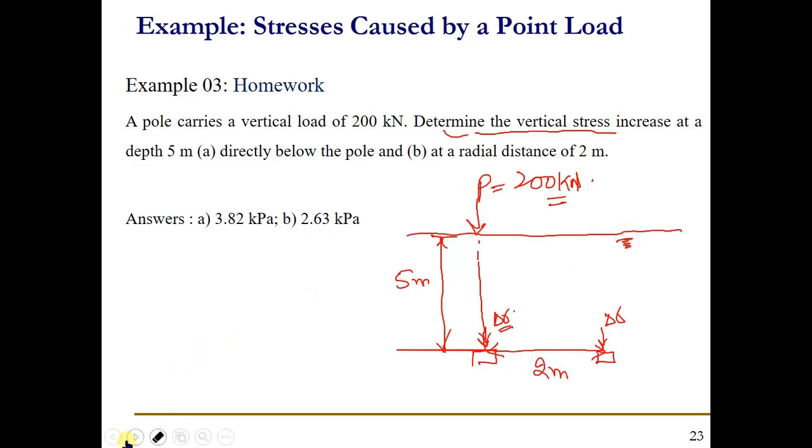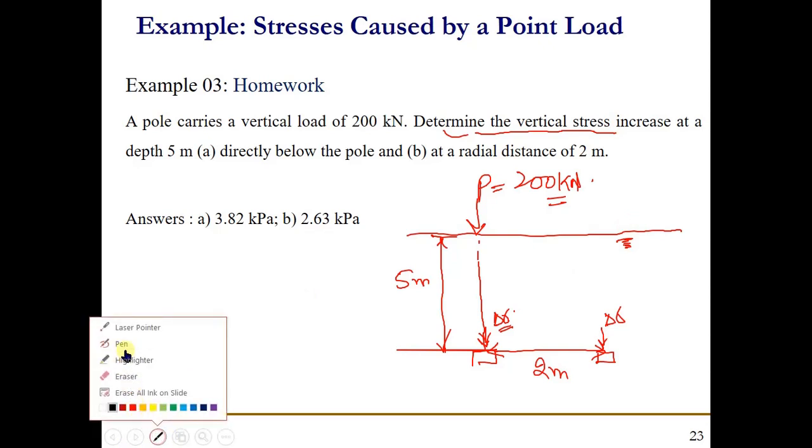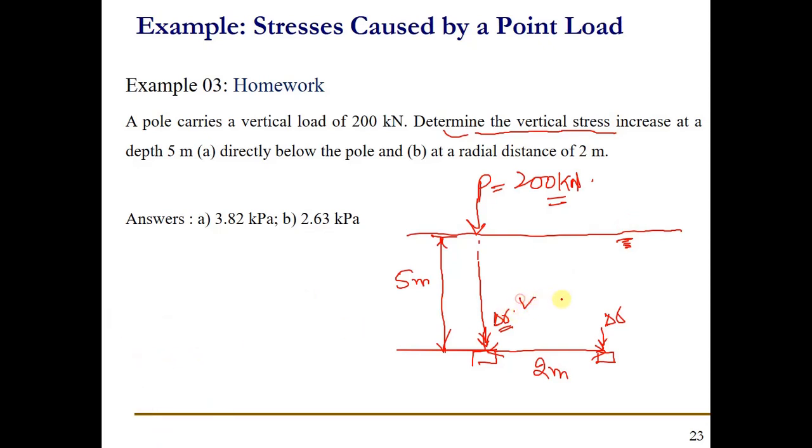Okay, so that's the ground surface, and we need to find out the stress increase at point A and at point B. The answers are given here: the stress increase here will be 3.82 kilopascal and the stress increase here will be 2.63 kilopascal, using those figures, equations and tables. So you can solve this example at home.